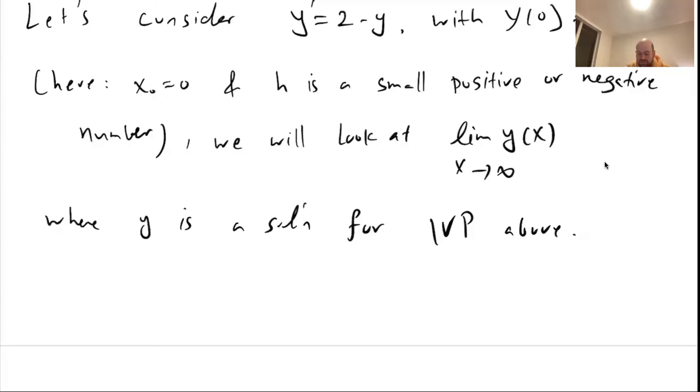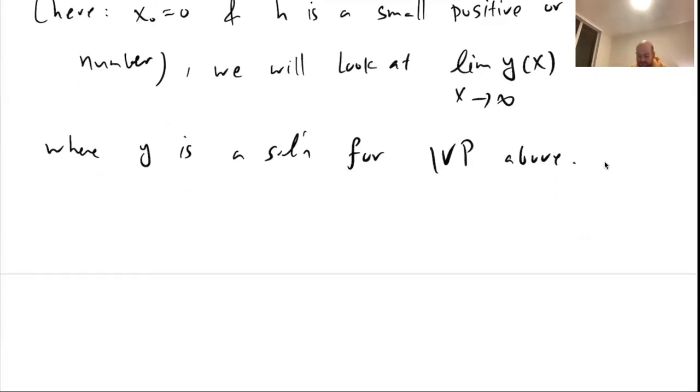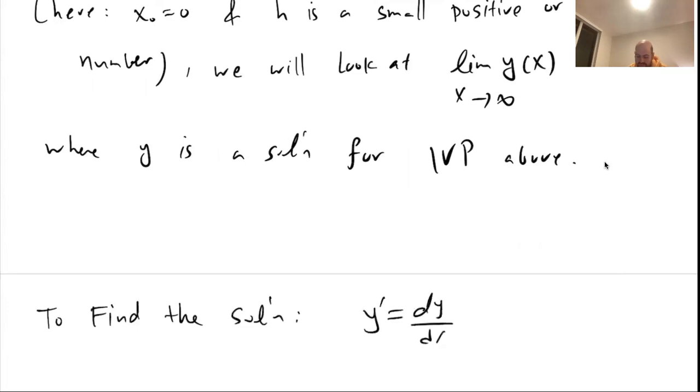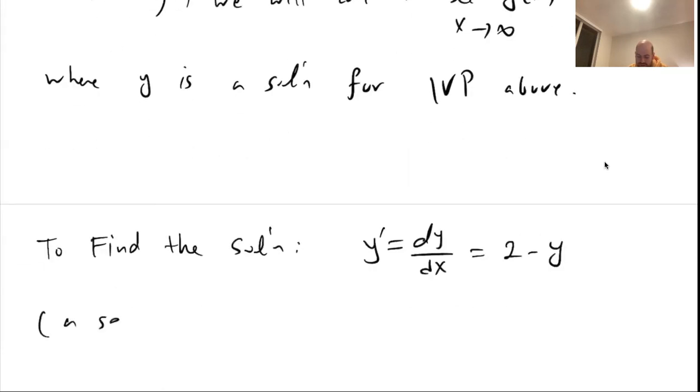All right, so let's find a solution for this equation. To find the solution, see, we have y prime equals dy over dx equals 2 minus y, which is a separable equation.